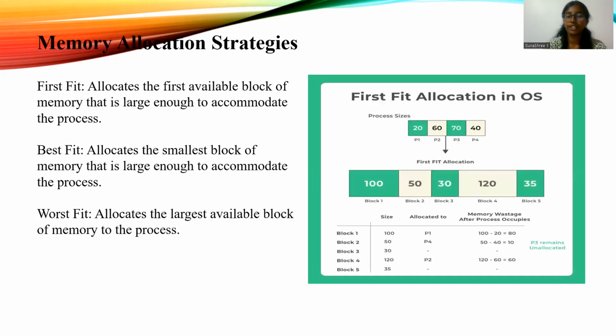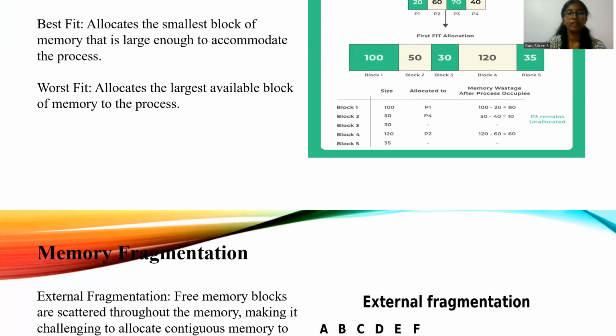Moving on to memory allocation strategies. Majorly there are three different strategies: first fit, best fit, and worst fit. First fit will allocate the first available block of memory that is large enough to accommodate the process given as input. Best fit will allocate the smallest block of memory that is large enough to accommodate the process. Worst fit will allocate the largest available block of memory to the process.